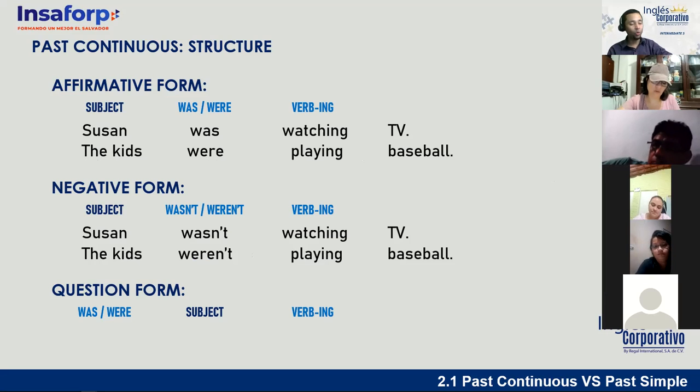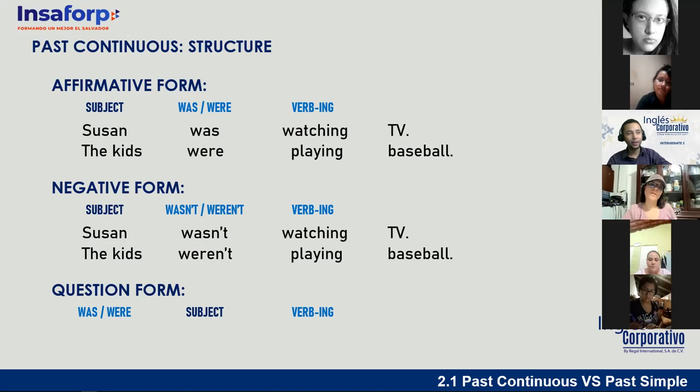And what about the question form? In the question form, the auxiliary, which is the verb be, and the subject change places. So we begin with was or were, then we continue with the subject, and we finish with a verb in ing and anything else that is necessary and a question mark. So if the sentence is Susan was watching TV, what is the question form? Imelda, and then Stella.